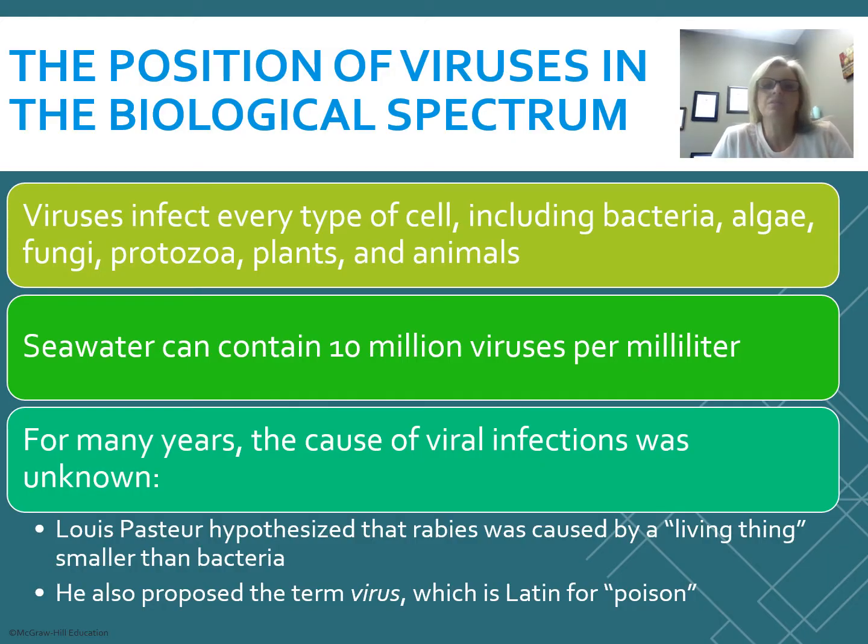So let's look at the position of viruses along the spectrum of all our microbes here. These are really unique entities. They are non-living and they are known to infect every type of cell. They're found abundantly on our planet. They're found in the seawater, and the seawater can house 10 million viruses per milliliter. 1 milliliter is like a cc in a syringe.